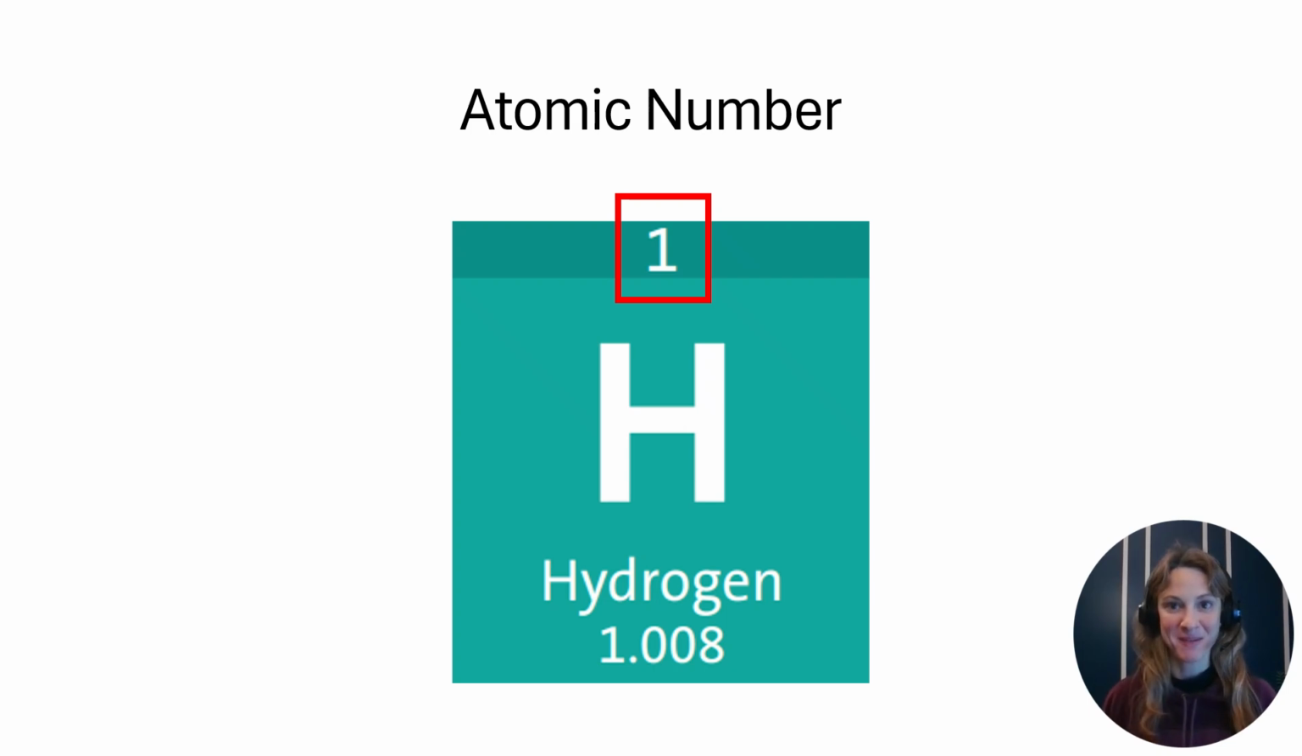The next thing I notice on the hydrogen box is the 1, and that is the atomic number. And the atomic number represents how many protons are in every atom. So every hydrogen atom has one proton, and that's what that atomic number means.